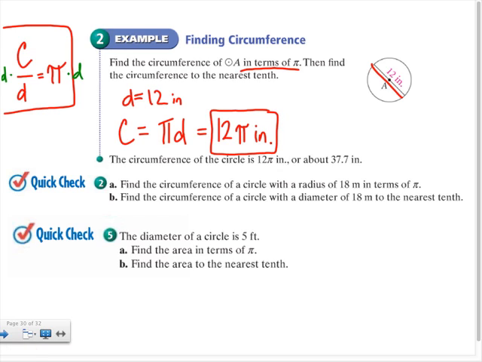In the second part of this question, I'm asked to give this circumference to the nearest tenth. So for this part of the problem, I will use a calculator. You could certainly do this by hand if you rounded pi to 3.14 or so. I'm using a calculator, and I find that this value is 37.68... And so when I round that to the nearest tenth, it becomes 37.7 inches.